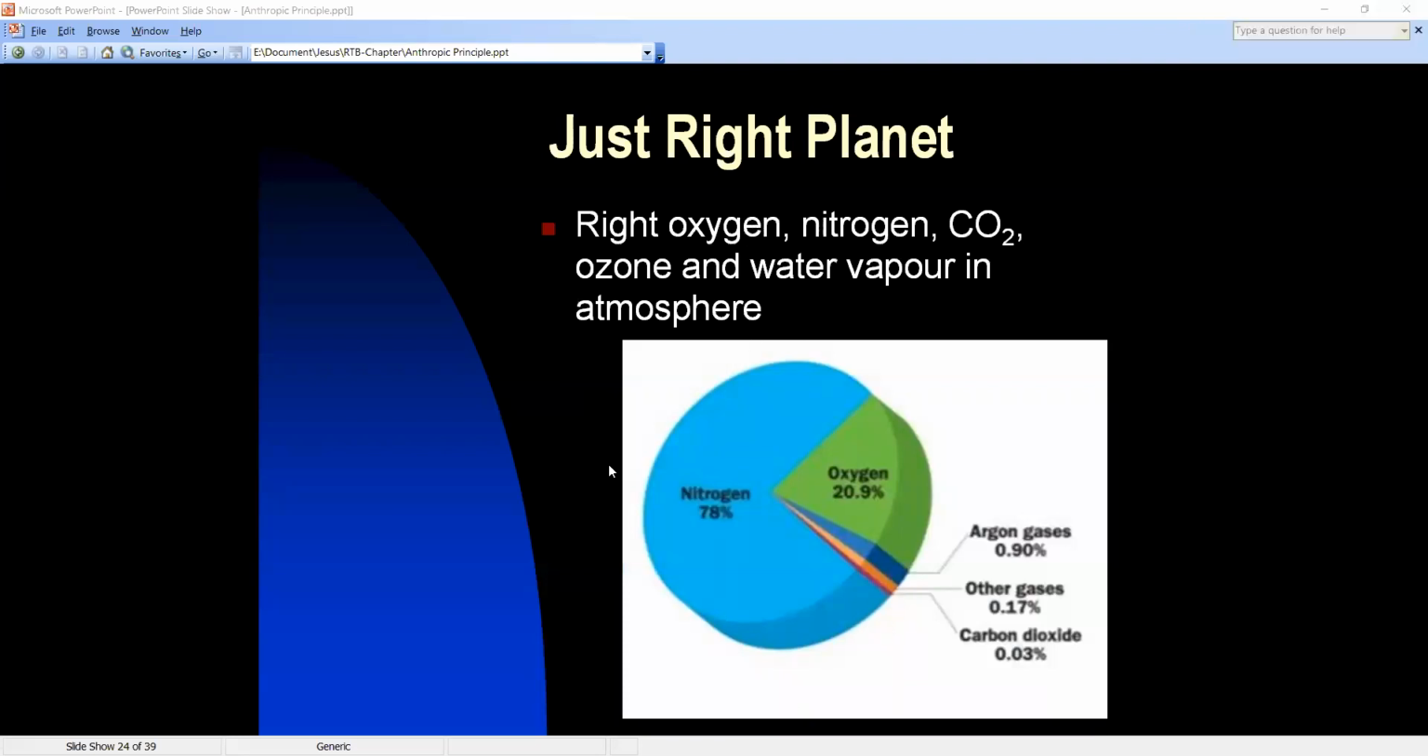Have the right amount of oxygen, nitrogen, water vapor and ozone in the atmosphere. And this sort of tells you approximate percentages of each.